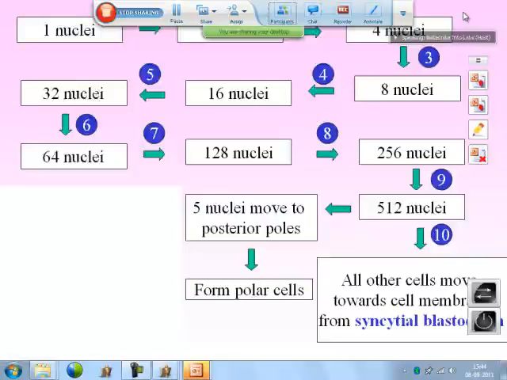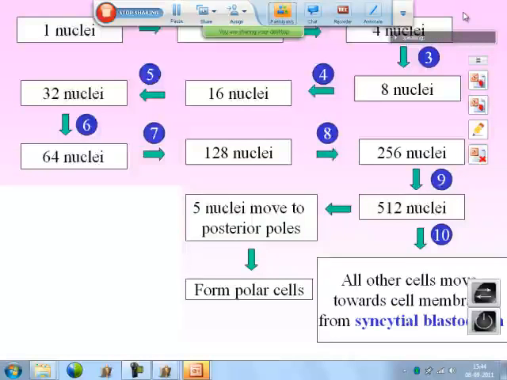How many nuclei will be formed? 1014. 1014 nuclei will be formed. Only the 507 are undergoing division, so 507 into 2 is 1014. Okay, so those 1014 nuclei will now migrate towards the membrane.